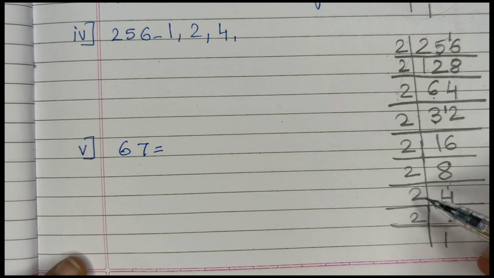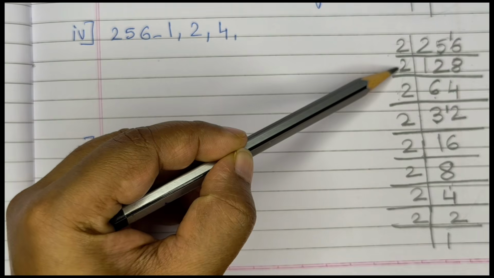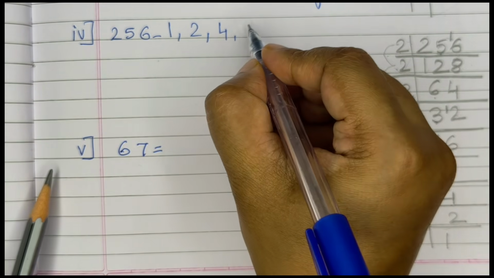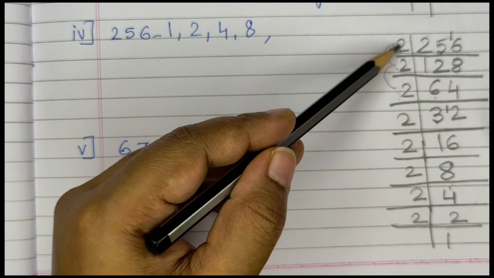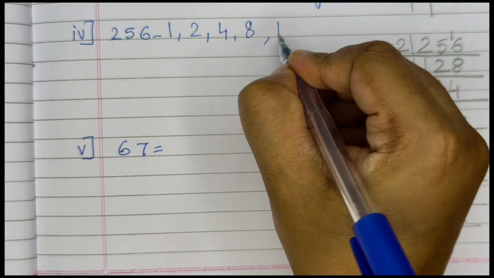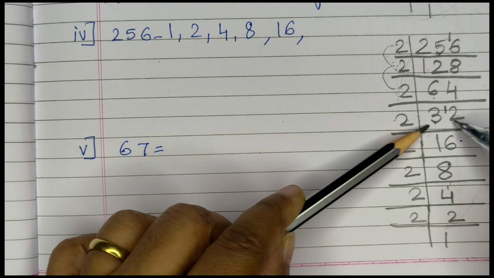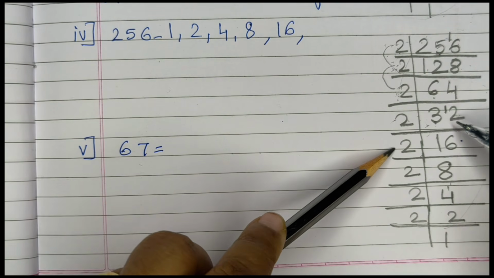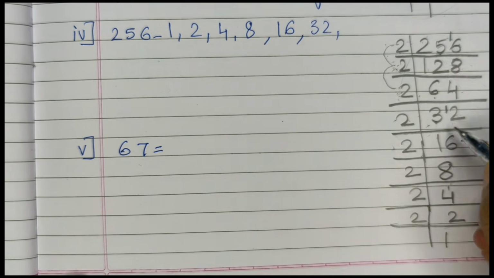Do we have 7? No. But we can take 8. How can we take 8? 2 2s are 4, 4 2s are 8. So we get 8 also here. Next, after 8, again 2 2s are 4, 4 2s are 8, 8 2s are 16. 16 is over here also. After that, 32 we have. 16 2s are 32. Then we have 64. Take this also.